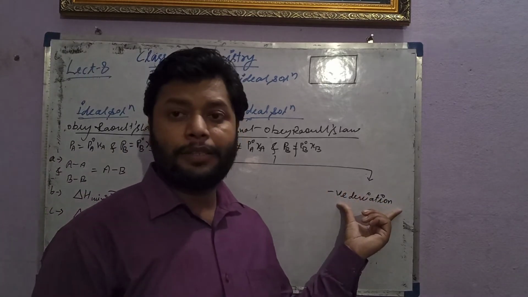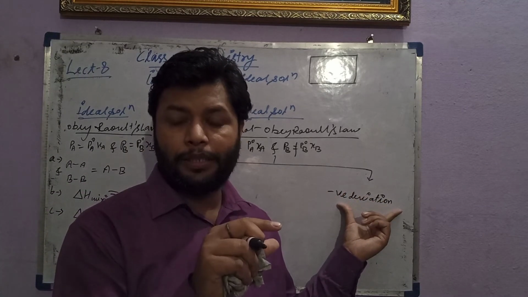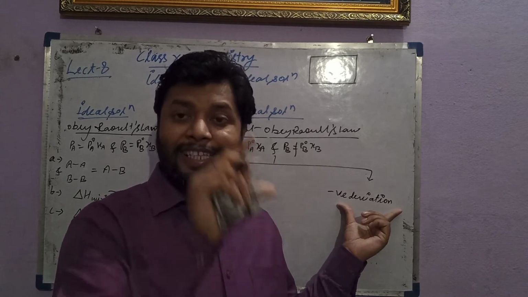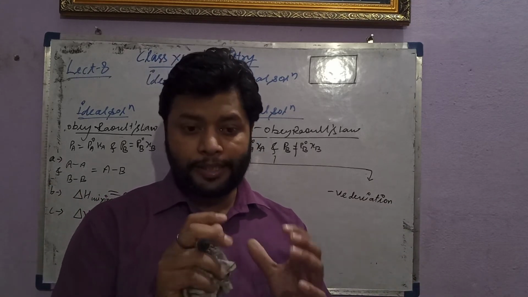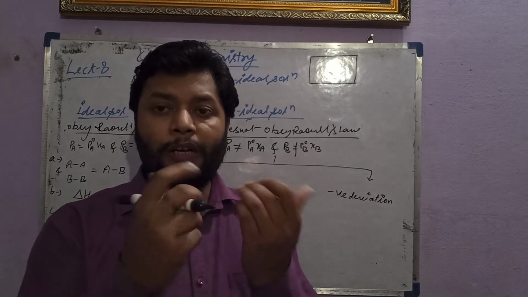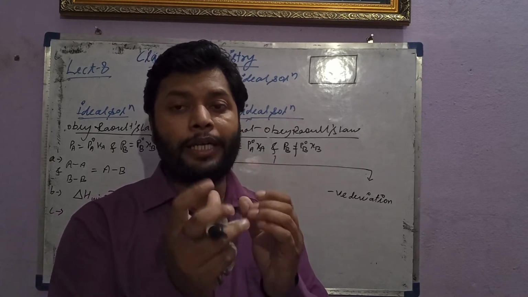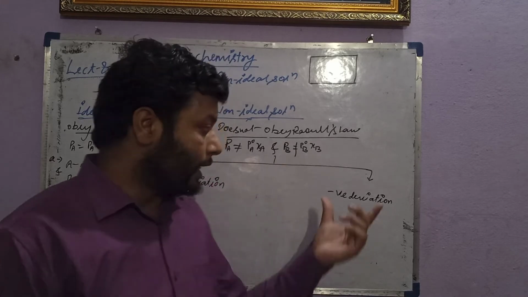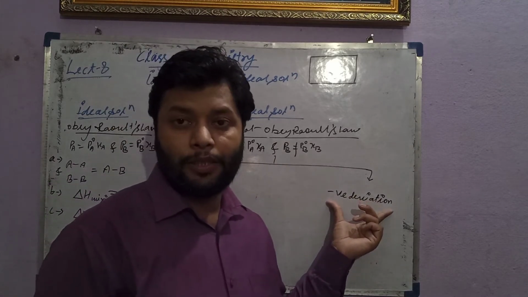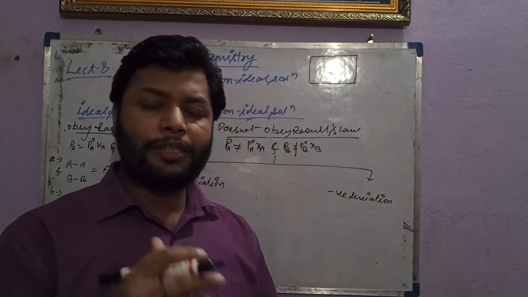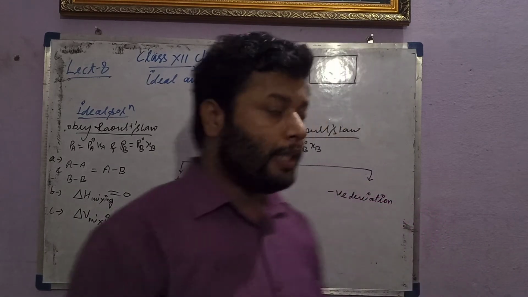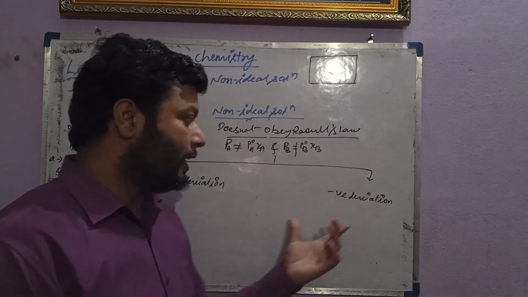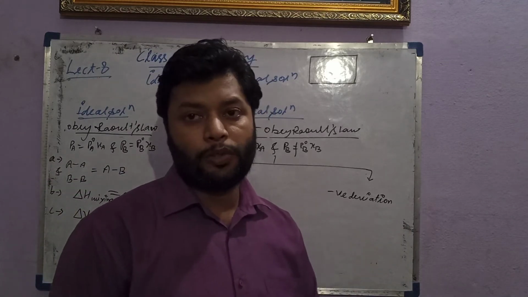Negative deviation means the observed pressure of the solution is lower than that expected from Raoult's law. What is the expectation? The total pressure observed is lower than that. So that is called negative deviation. We have to learn what is the reason behind that. There is positive deviation and there is negative deviation from Raoult's law.